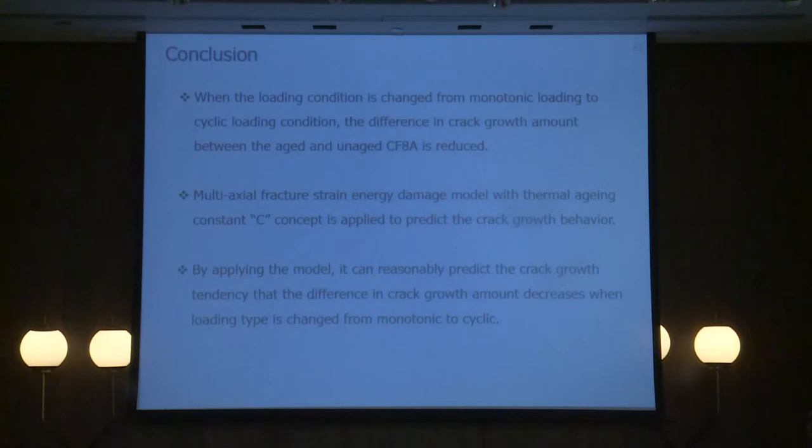So the conclusion is that when the loading condition is changed from monotonic to cyclic loading, the difference in crack growth amount between the aged and unaged CF8A is reduced. The multi-axial fracture strain energy damage model with the thermal aging constant C concept is applied to predict the crack growth behavior. By applying the model, it can reasonably predict the tendency that the difference in crack growth amount decreases when the loading type is changed from monotonic to cyclic.